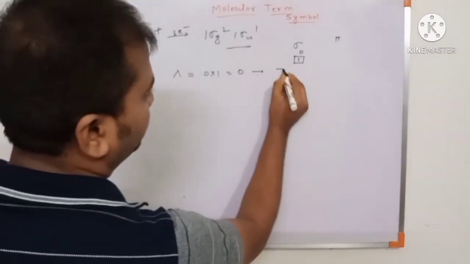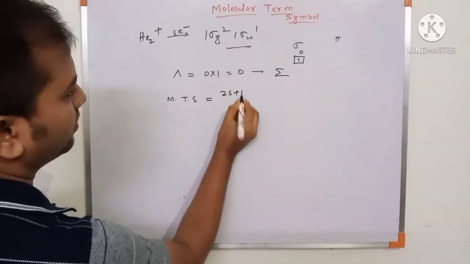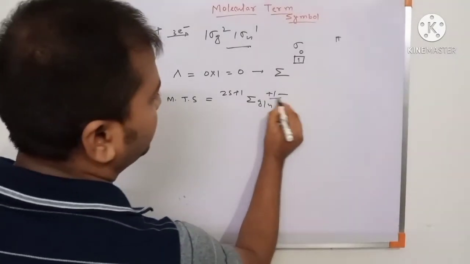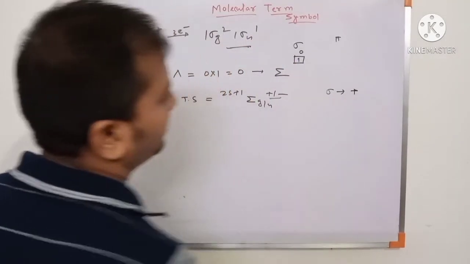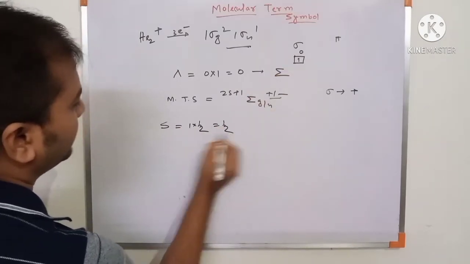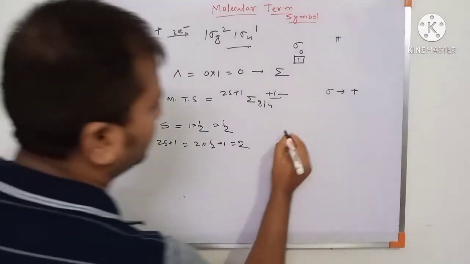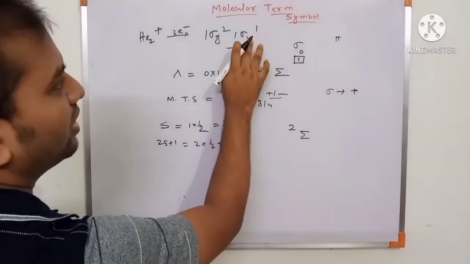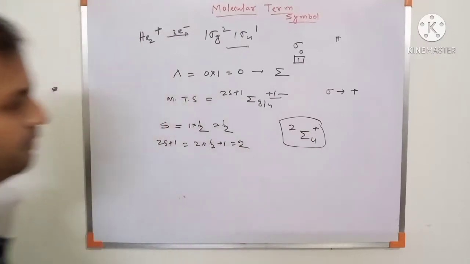So 0 is the spectroscopic term sigma, and molecular term symbol equal to 2S plus 1, sigma g or u, plus or minus. This plus or minus indicates, we know this sigma electron is always plus, and S value we calculate. S equal to 1 unpaired electron, 1 into half, so half, and 2S plus 1 equal to 2 into half plus 1 equal to 2. So 2 sigma, g or u calculated. This is one electron, only u. So this is u, and plus. This is the spectroscopic term.